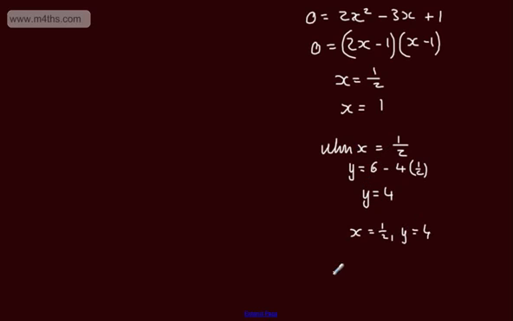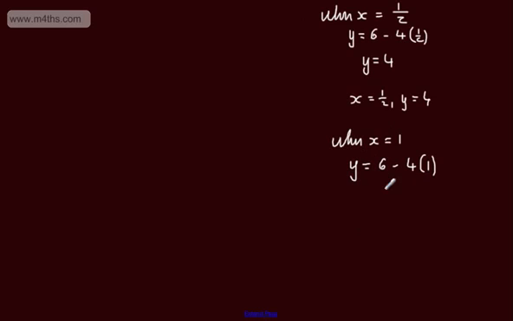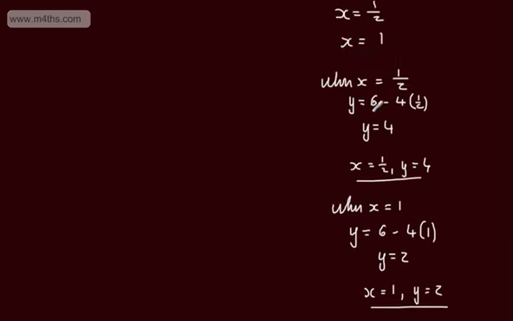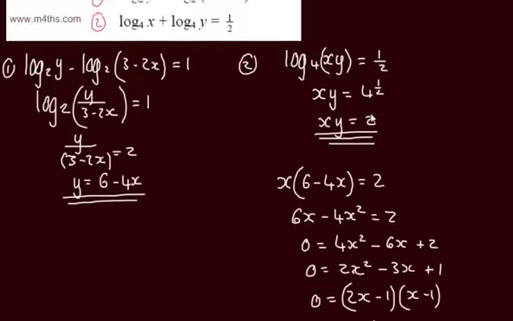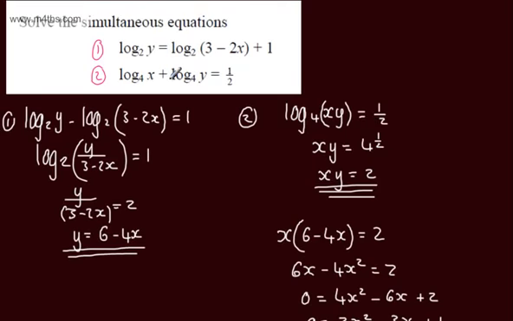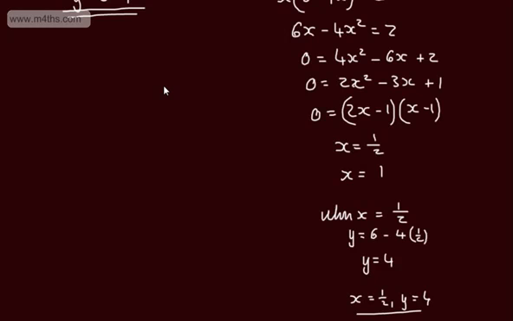Let's now take when x is equal to 1. So when x is equal to 1, we can sub it into either of these. So we're going to have now y will be equal to 6 minus 4 lots of 1, and that will give me that y will be equal to 2. So we can say now that x would be equal to 1, y is equal to 2. So we have now the solutions. I always like to go back and check that we're not taking the log of a negative number, and we can clearly see that's the case for all of those values.